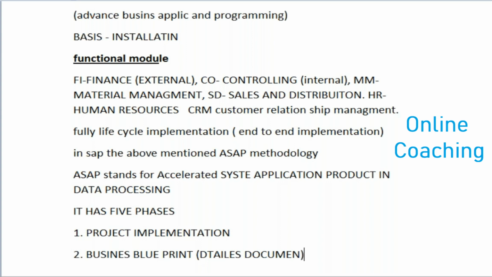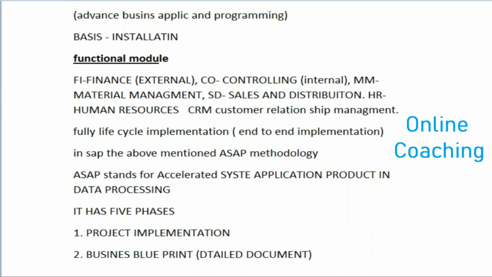This detailed document has what we call as-is, the existing process, and to-be. We need to work on the as-is and to-be processes. We can mention whatever things in detail. This is called the business blueprint.